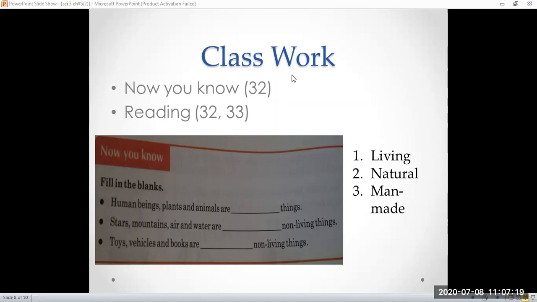A bud opens up into a flower in a few days. Thank you, Saad. So the next student who is to continue is Shajiha.